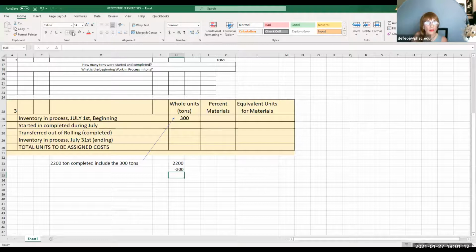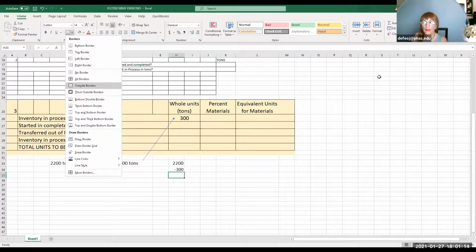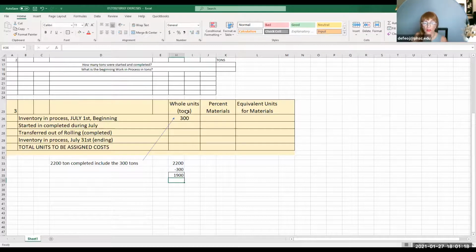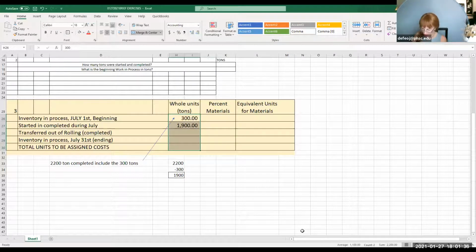You subtract the 300 from the 2,200. Yeah, that's right. We subtract that because it's already included in there, and that's what we put as started and completed in July. So we put 1,900 here. I'm going to format it by clicking on the comma. Notice now it's got commas. It looks better, just aesthetically pleasing.